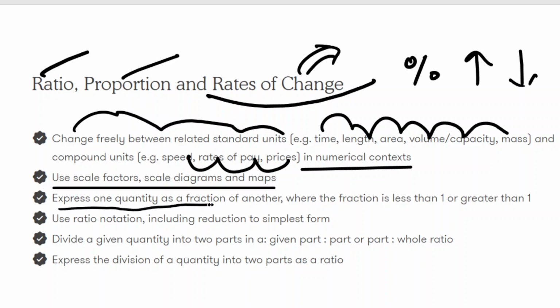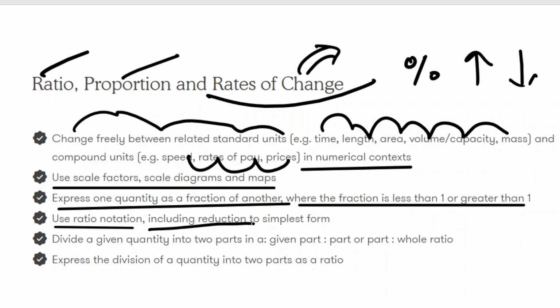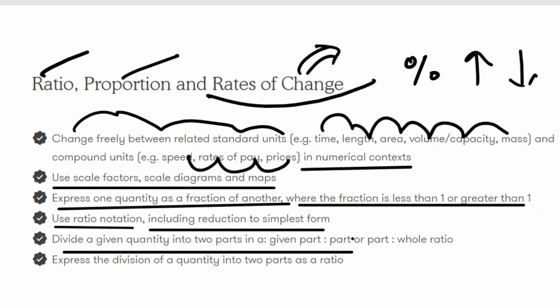Express one quantity as a fraction of another, where the fraction is less than 1 or greater than 1. Use ratio notation, including reduction to simplest form. Divide a given quantity into two parts in a given part:part or part:whole ratio. Express the division of a quantity into two parts as a ratio. Now, as I just told you, I'm just going to introduce the topics.